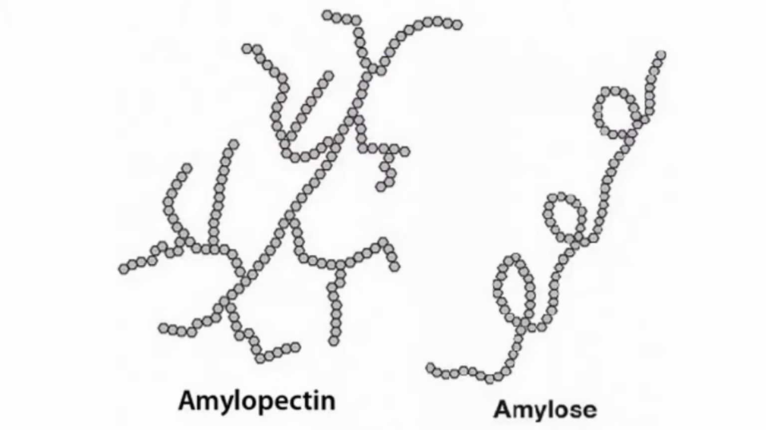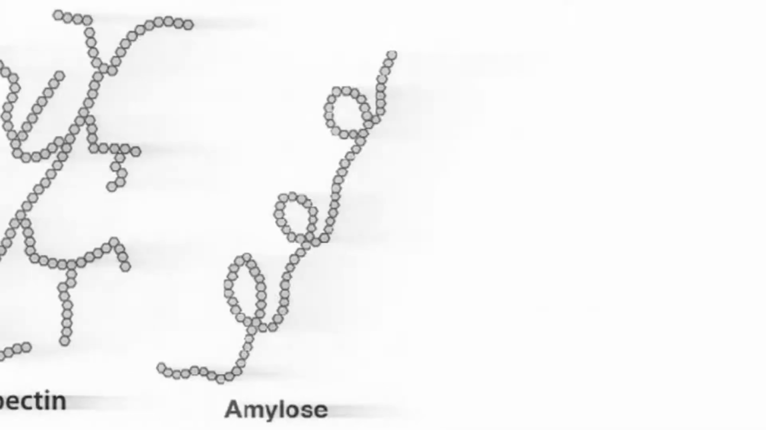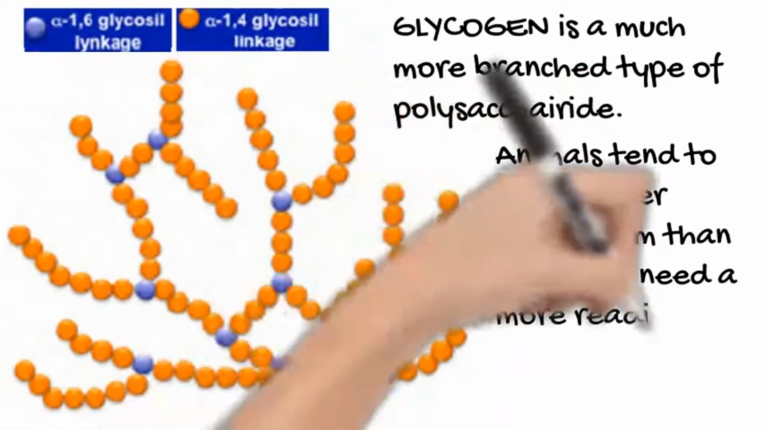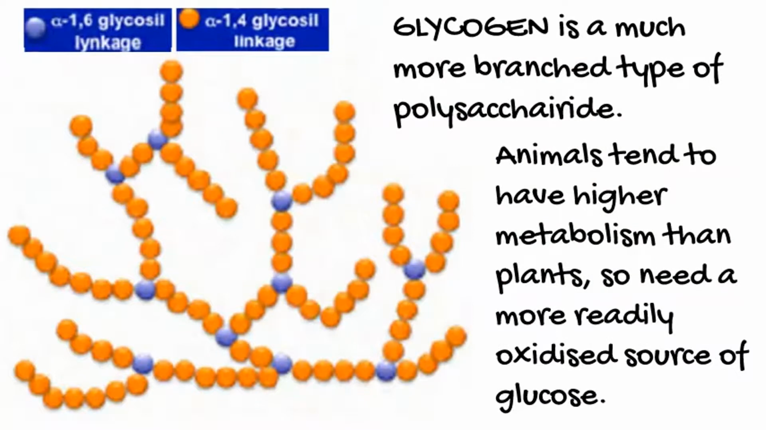Amylose is a long, straight, continuous 1,4 glycosidic bonded molecule. Amylopectin is a 1,4 glycosidic molecule with frequent 1,6 bonds to form side chains and cross linkages. Animals require a higher metabolism than plants, and therefore a much more branched molecule, i.e. quicker to metabolize, is required. Glycogen has the same 1,4 glycosidic bonds, but it is significantly more branched with 1,6 bonds.